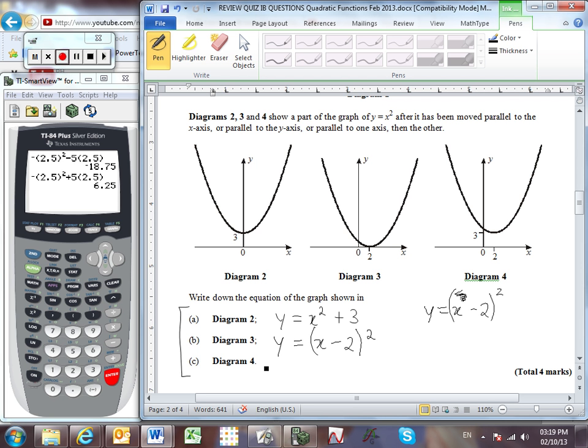Diagram 4 has done both of these things at once. Not only did we move to the right by 2 units, which I know I indicate in that manner, but I've also moved upwards by 3 units, and I know that I indicate that in this manner. And there's the answer to number 3.